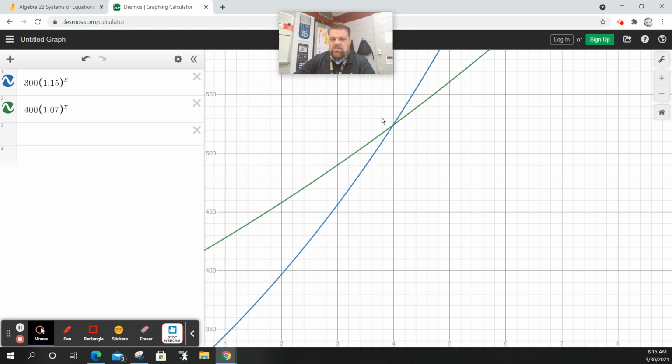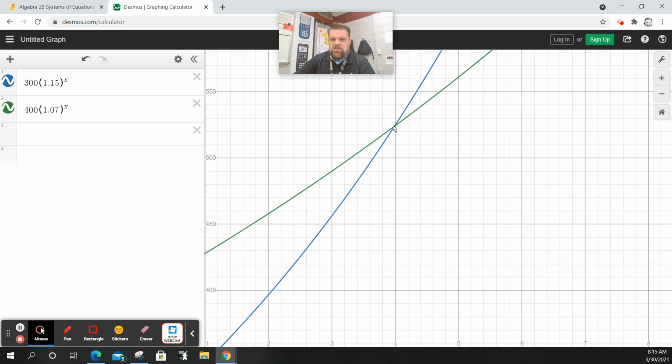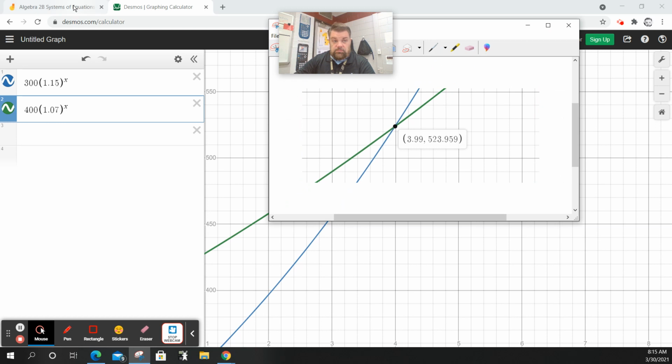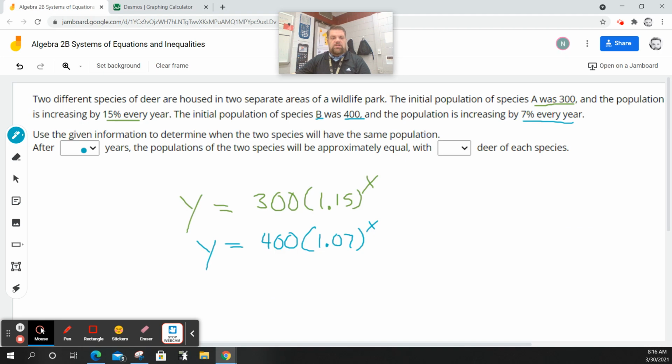So this is where I'm going to zoom in. I'm just going to click on it, see where it crosses. So it seems like it would be about 3 years. And around 3 years, it'd be about 524 deer, or 4 years.